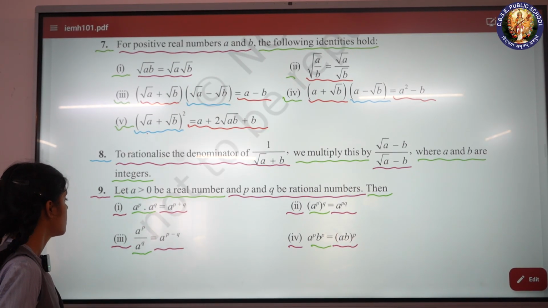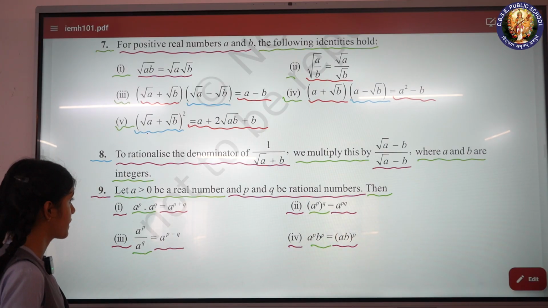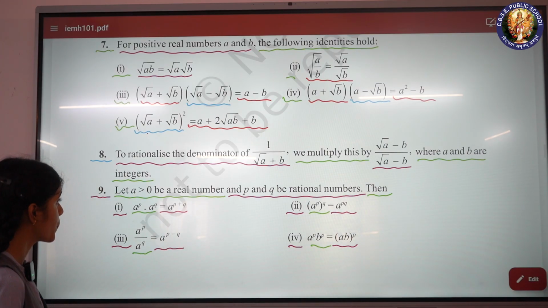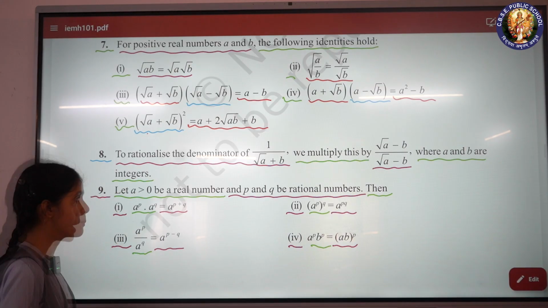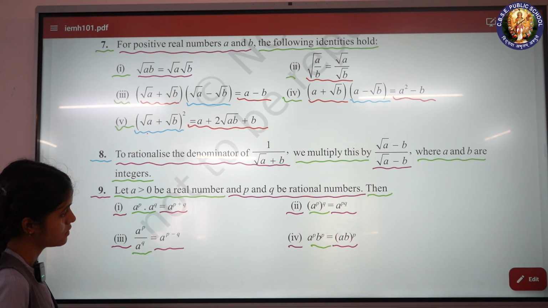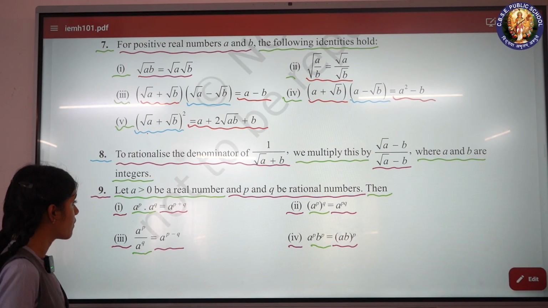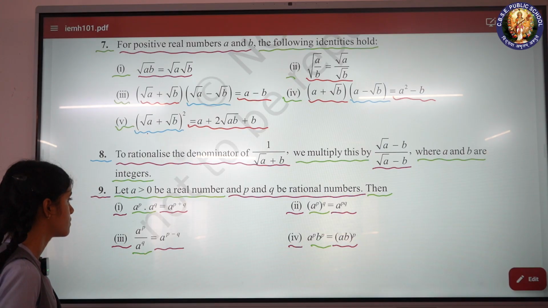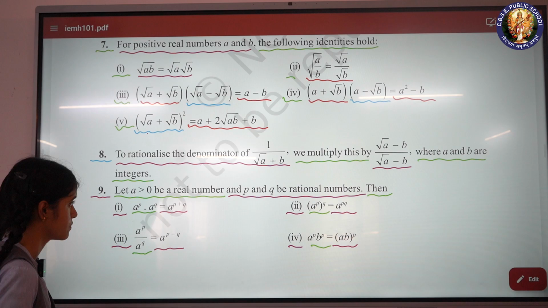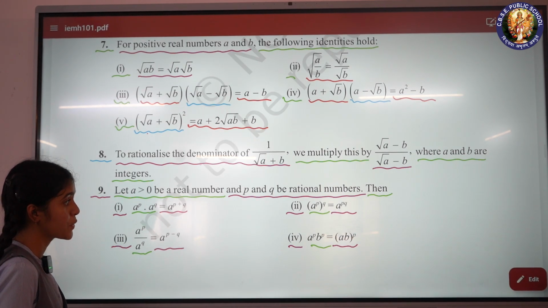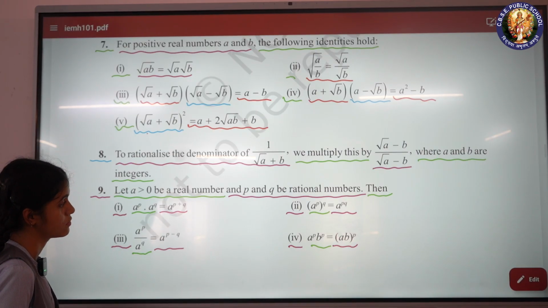Ninth, let a greater than 0 be a real number and p and q be rational numbers. Then, first, a to the power p into a to the power q is equal to a to the power p plus q. Second, bracket a to the power p the whole power q is equal to a to the power p into q.